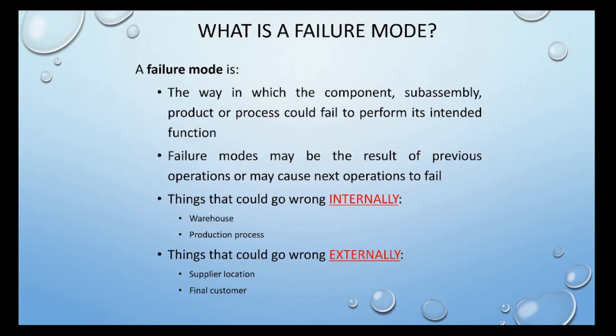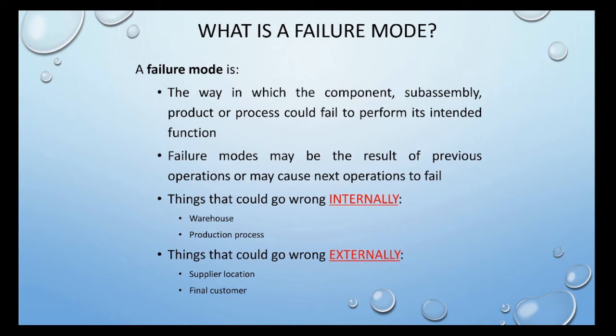Actually, what do you mean by failure mode? Usually, people get a question like this: what is actually a failure mode? So here is an explanation. It is the way in which the component or sub-assembly or product or a process could fail to perform its intended function. You made something, and this is what you are going to achieve. If it fails in achieving that particular performance level, we can say it's a failure mode. So it may result in the previous operations or may cause next operations to fail. A small thing creates a lot of impact in the production process. As I said in your earlier classes, that's like a domino effect. Because the business functions are interrelated and interdependent, when you trigger anything, it affects all. That's what we call a failure mode.